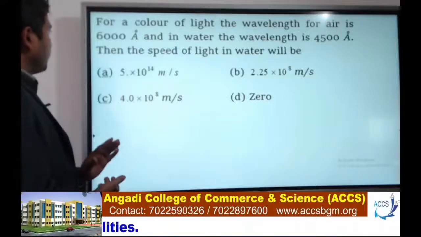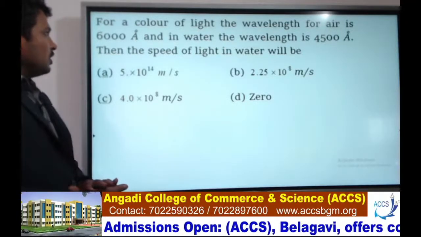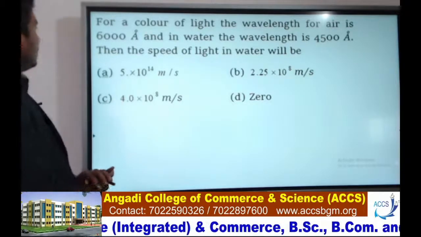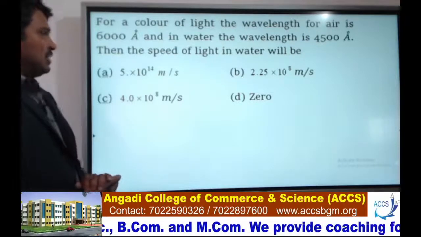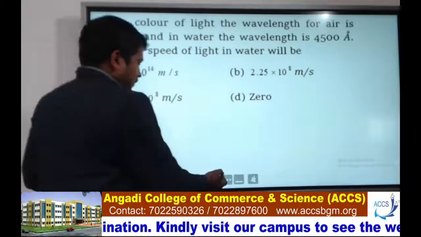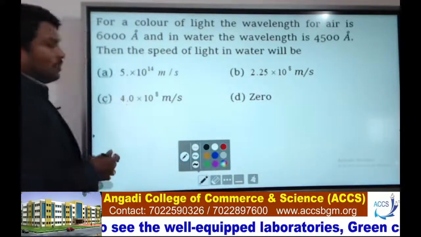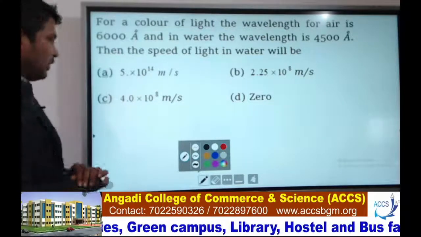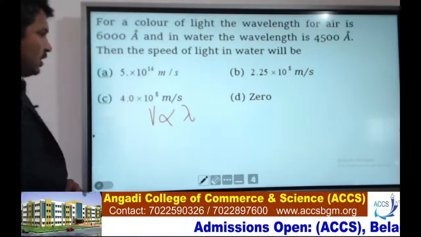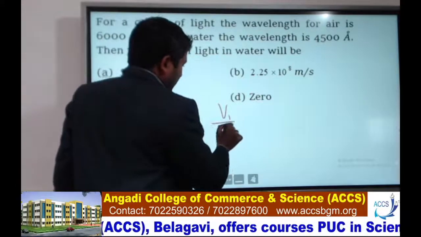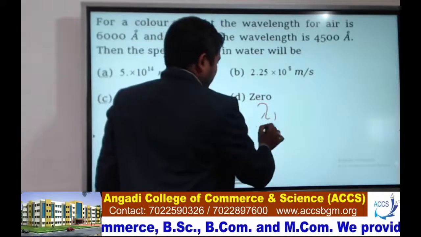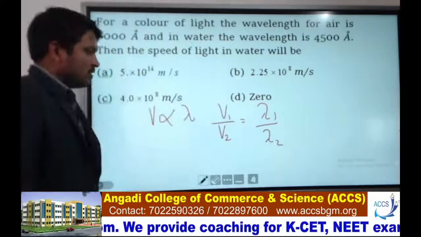The wavelength in air is 6000 angstrom and in water the wavelength is 4500. Then the speed of light in the water will be? First, we know the relation between velocity and wavelength. Velocity is directly proportional to wavelength. Yes. Here v1 by v2 equals lambda 1 divided by lambda 2. Yes, this is the formula.